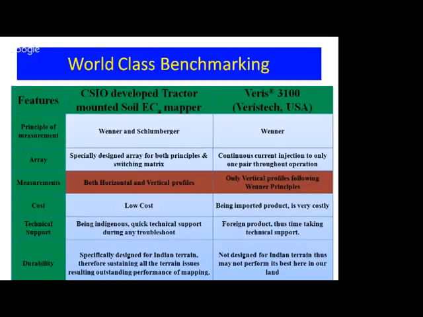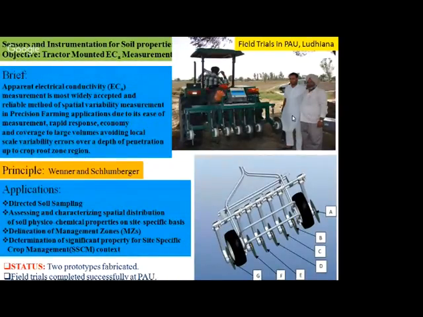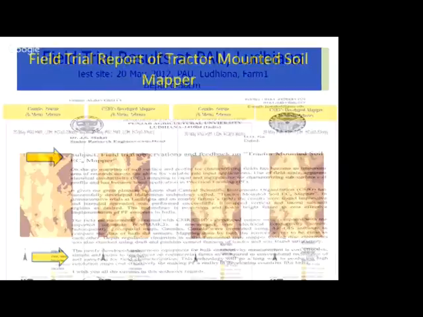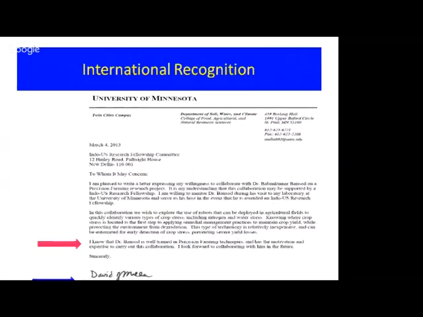This is the comparison with the imported system, and we are cost effective and better in terms of innovation. These are the trials which we conducted at Punjab Agriculture University, and this is a specially designed array, a complete mechatronic system, you can say. And finally, you can get this kind of maps once you input this data to the geographical information system, and that can help you derive a lot of agronomic decisions. This is the certificate that we received from Punjab Agriculture University. This is the recognition at international level from Professor David Mulla from the University of Minnesota, who recognized my expertise in this area, and we were very keen to work jointly in this area.